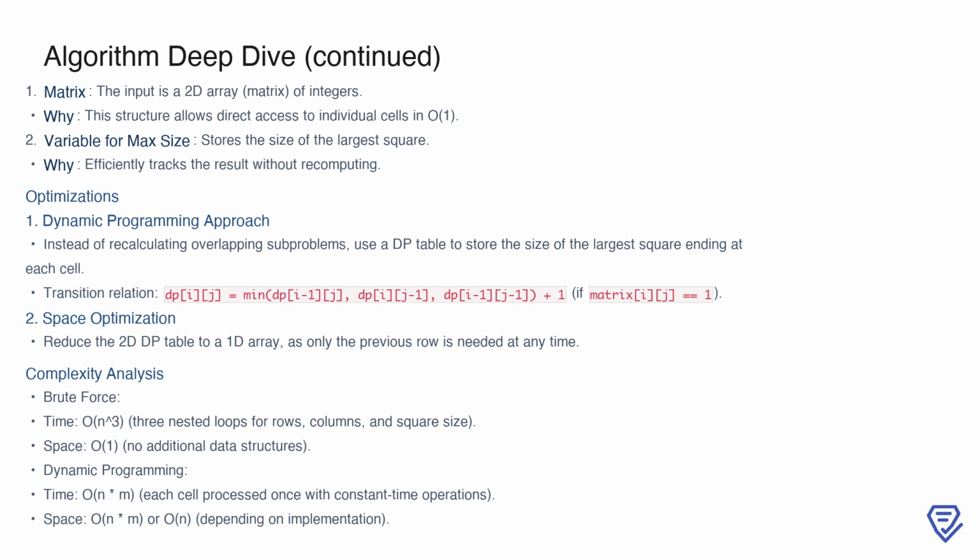Furthermore, space optimization can be applied by reducing the 2D DP table to a 1D array, since we only need information from the previous row at any given time. In terms of complexity, the dynamic programming approach reduces the time complexity to O(n²), as each cell is processed once, and the space complexity can range from O(n²) to O(n), depending on the implementation.